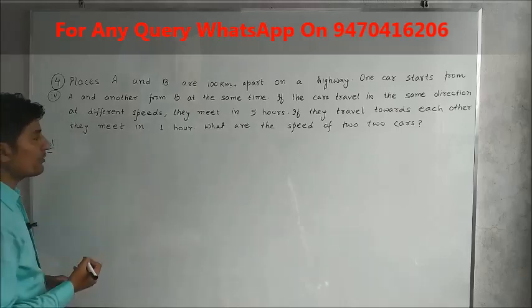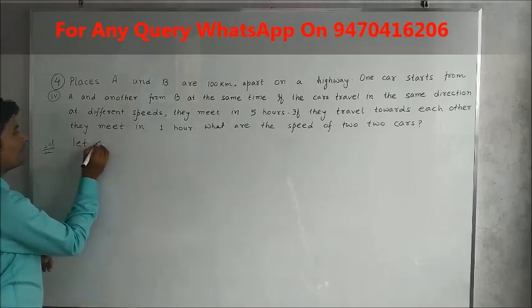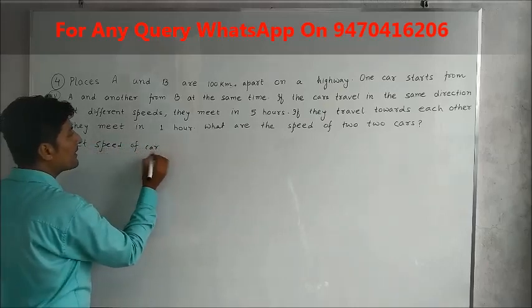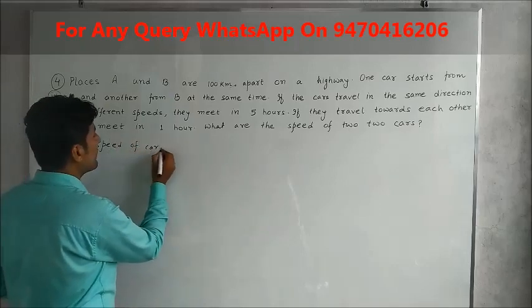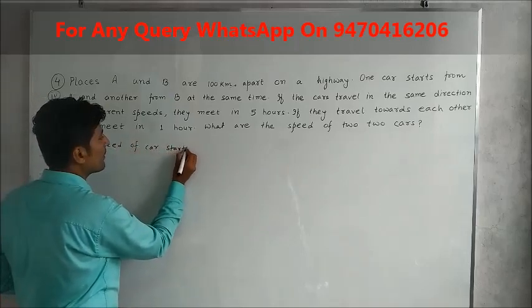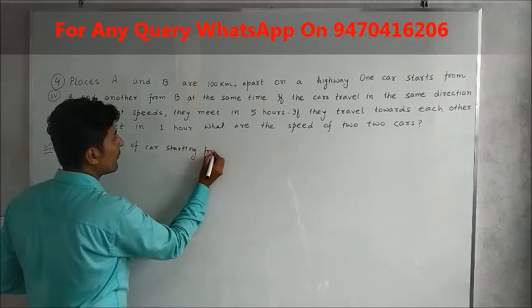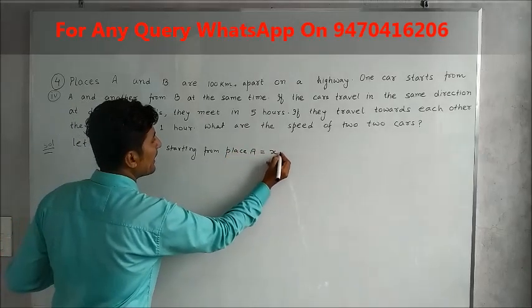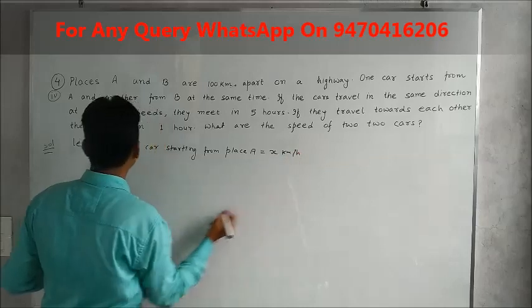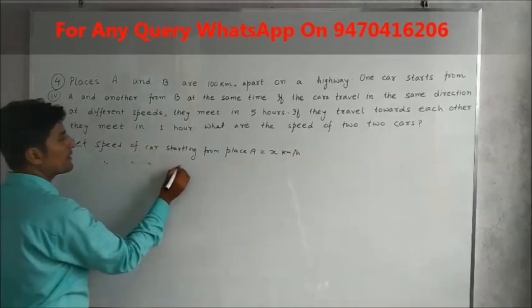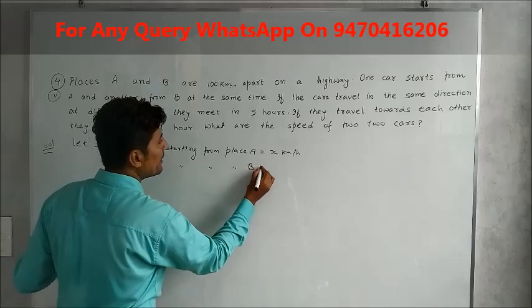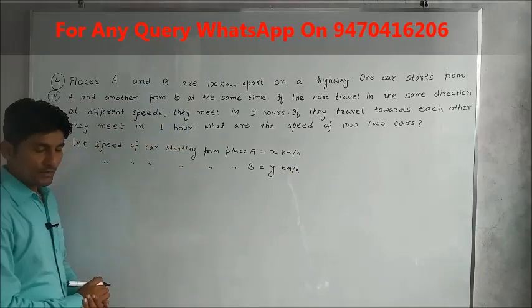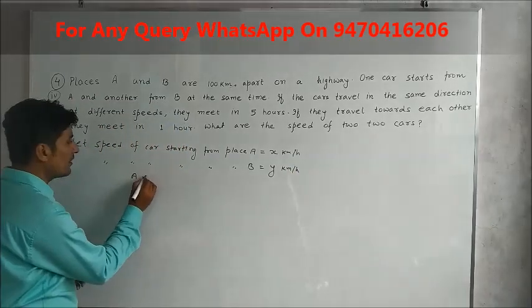First of all, we have to assume that the speed of the car starting from place A is x kilometer per hour. Speed of the car starting from place B equals y kilometer per hour. Now let us see according to the question.